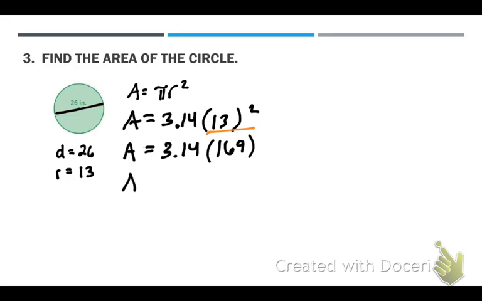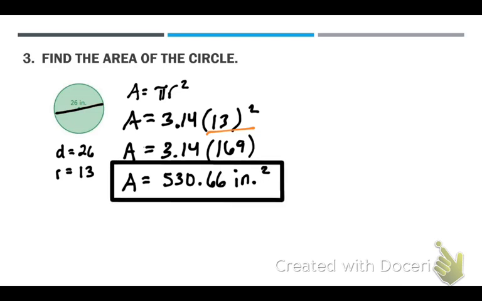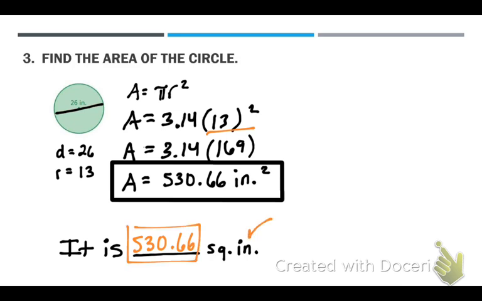Go ahead, pause the video, plug that into your calculator, and you should have gotten 530.66 inches squared. On your test or quiz, it will probably say something like this. It will give you the statement that looks like this, where it says it is blank square inches. So when you're actually typing something in, all you need to do is just type in just the numbers instead of the square inches part. That's for when you plug it into the Big Ideas portal.